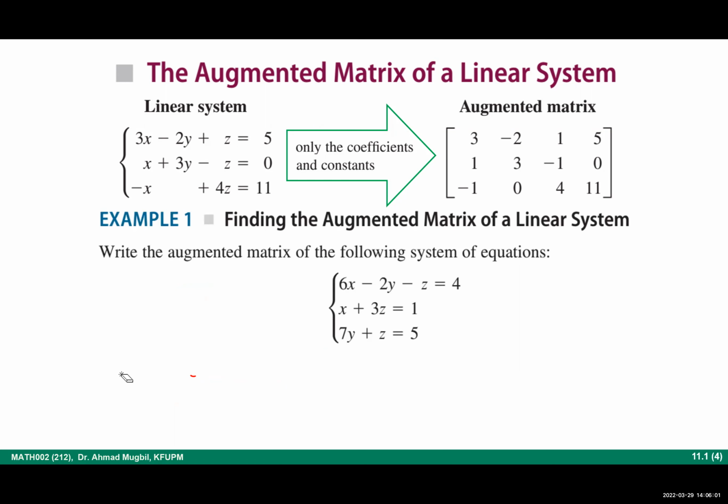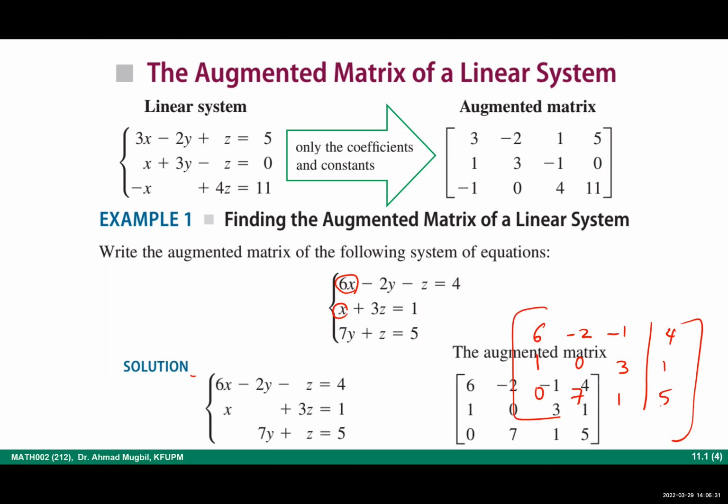Write the augmented matrix of this system. What to do to write this matrix here? You have here 6x, x, but you don't have here what? So you will get 6, 1, 0. For y, -2, 0, 7. For z, -1, 3, 1. For the constants, 4, 1, and 5. And this is the augmented matrix. Okay.